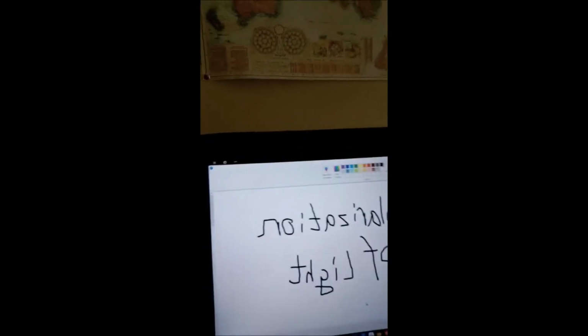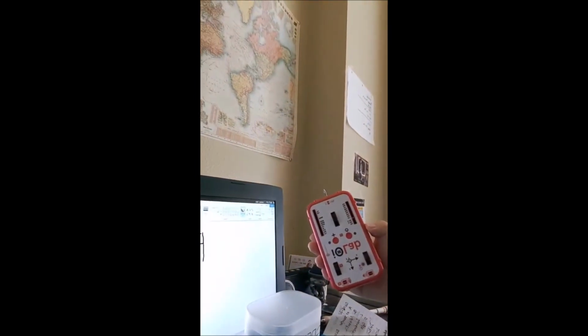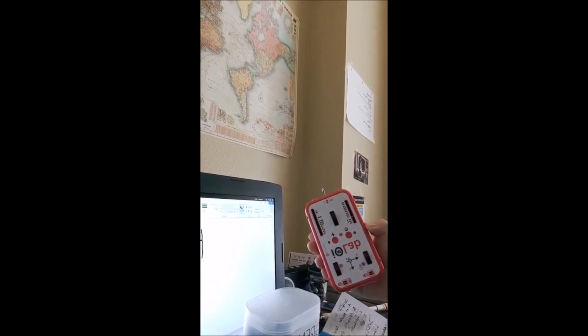In this lab, I'm going to experiment with the polarization effect of light. The materials I need for this lab are my sunglasses, my computer screen, and my IO Lab, which acts as the light detector.